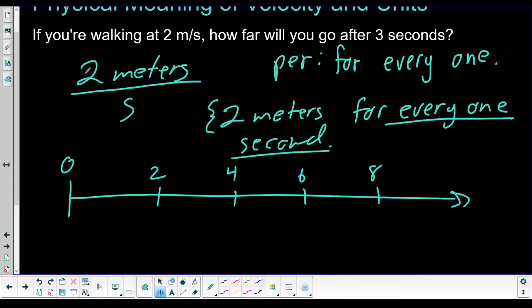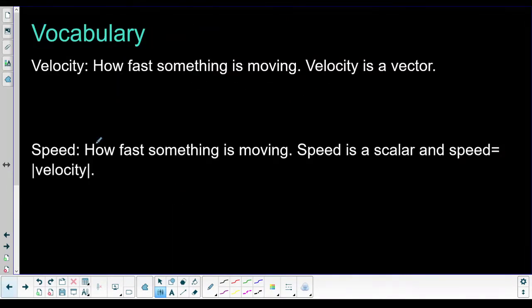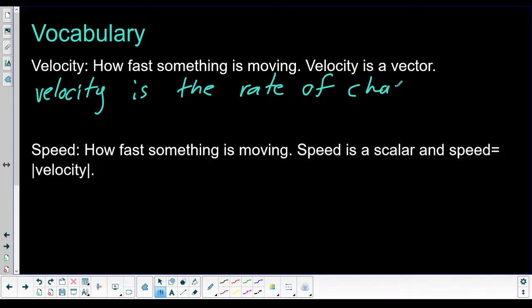So what velocity is, is the rate of change of your position. Let's go back and amend this definition. Velocity is the rate of change of, I keep saying position. The formal definition for this class is displacement.